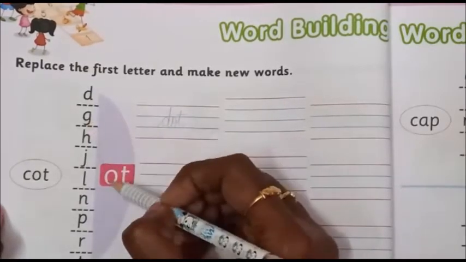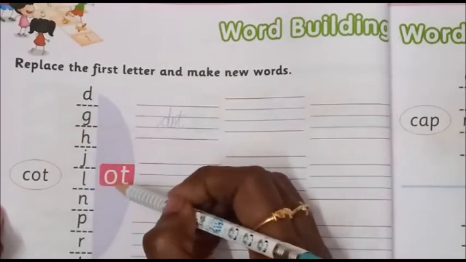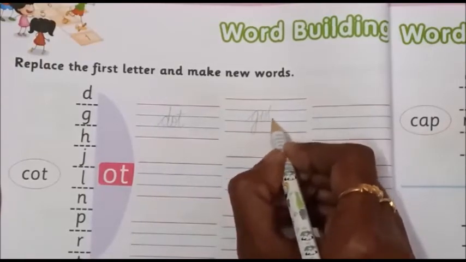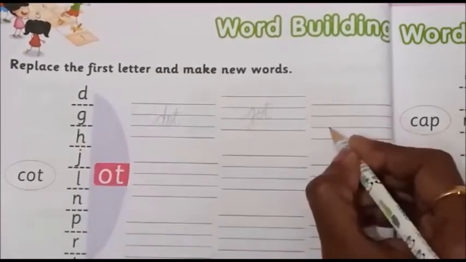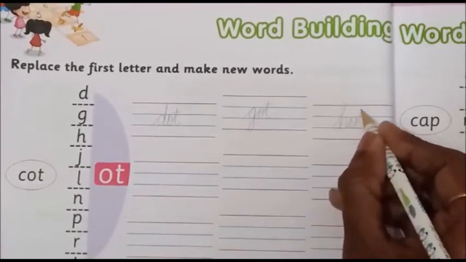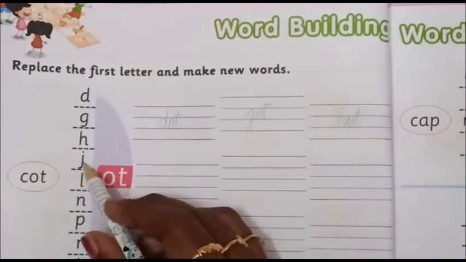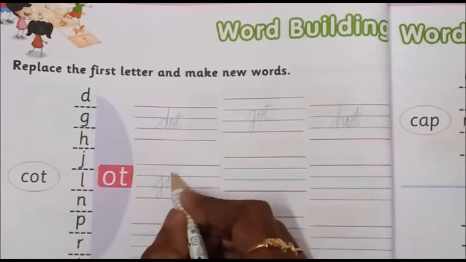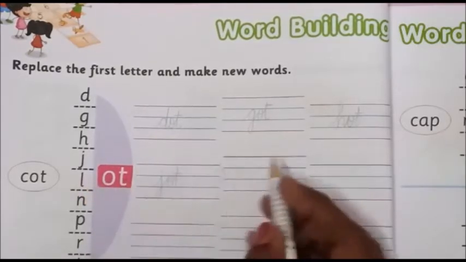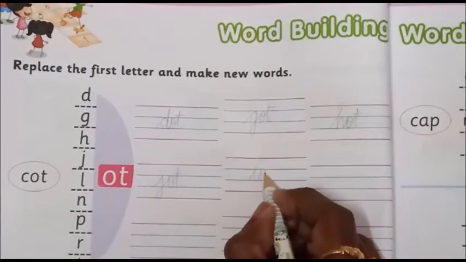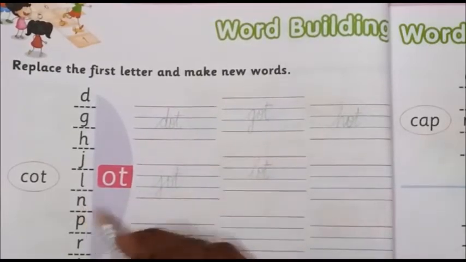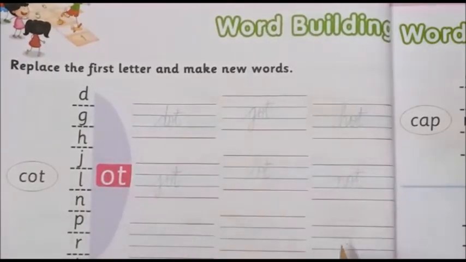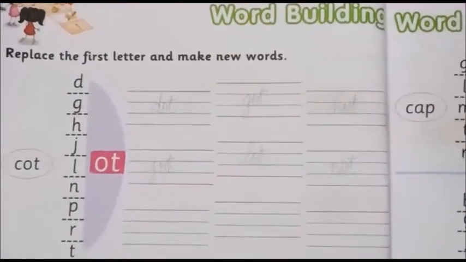G, G-O-T, got. Join the first letter with this O-T and write, okay? Next, H, O-T, H-O-T, hot. Next, J, J-O-T, jot. L, L-O-T, lot. N, N-O-T, not. Okay. Have you all understood the concept, children?